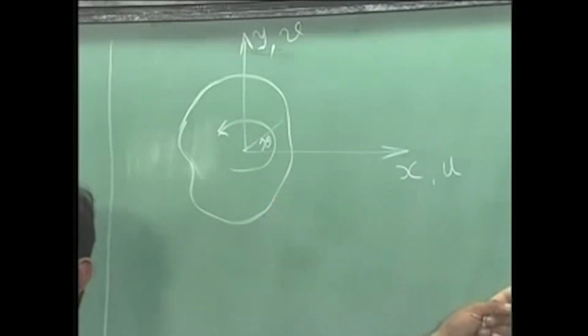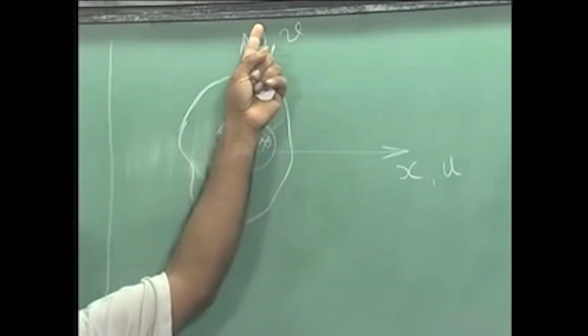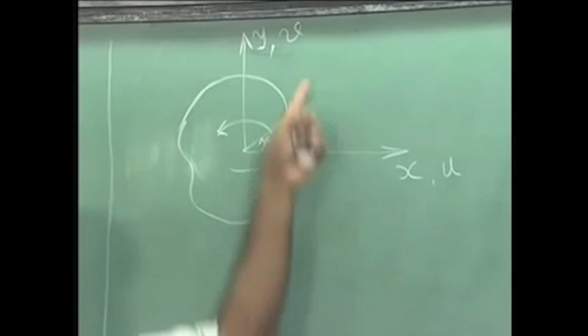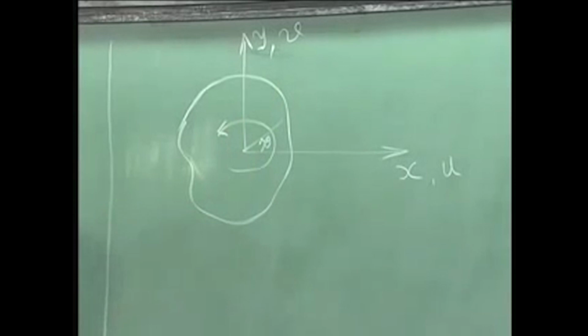One is a translation u, one is a translation v, and a rotation theta, okay. Given these 3 values, I can tell you the position of this particular body that I have, okay. What are the other important things?